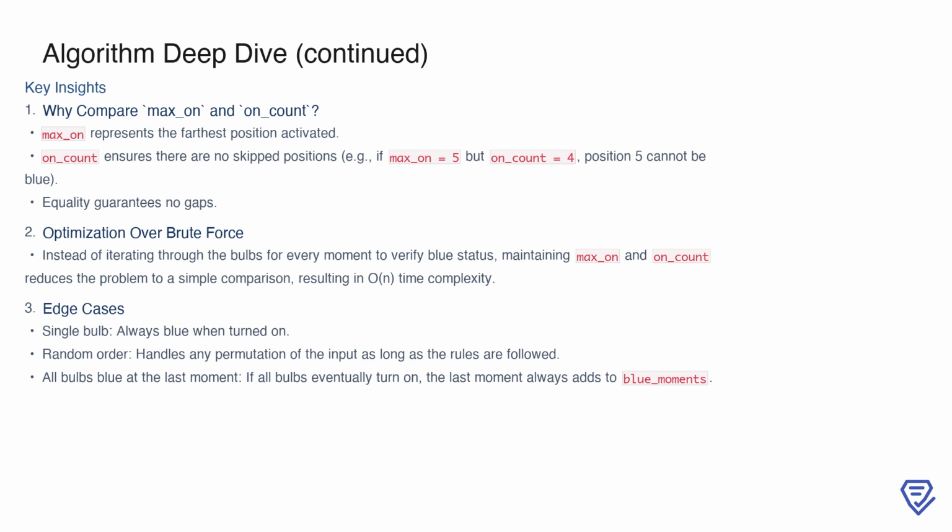This approach is also much more efficient than a brute force method of checking the status of all bulbs at every moment. Instead of iterating through the bulbs repeatedly, we reduce the problem to a simple comparison at each step, achieving a linear time complexity of O(n). Additionally, this algorithm handles edge cases like a single bulb, where it's always blue when turned on, or random orders of activation, since the algorithm dynamically tracks the state of the bulbs.